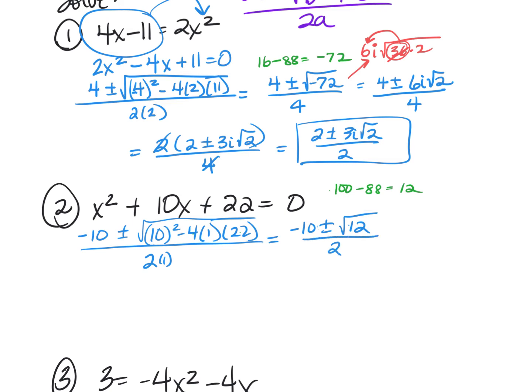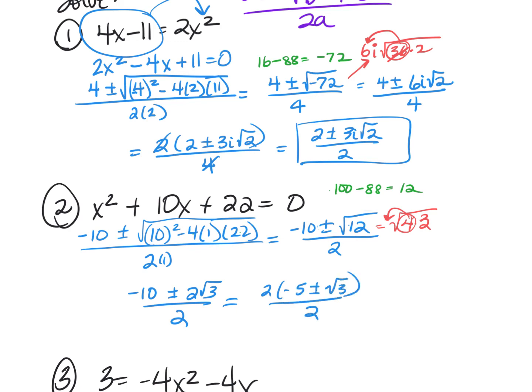All right, I need to reduce this. The square root of 12 is 4 times 3, so I can take a 2 out. So when I reduce, I get negative 10 plus or minus 2 square roots of 3 over 2. Then I ask myself, can I take a GCF across the top? I can. I can take a 2 out of both. That would leave me with negative 5 plus or minus the square root of 3 over 1. And now the denominator will reduce out. And I have negative 5 plus or minus the square root of 3. And there are my 2 solutions.